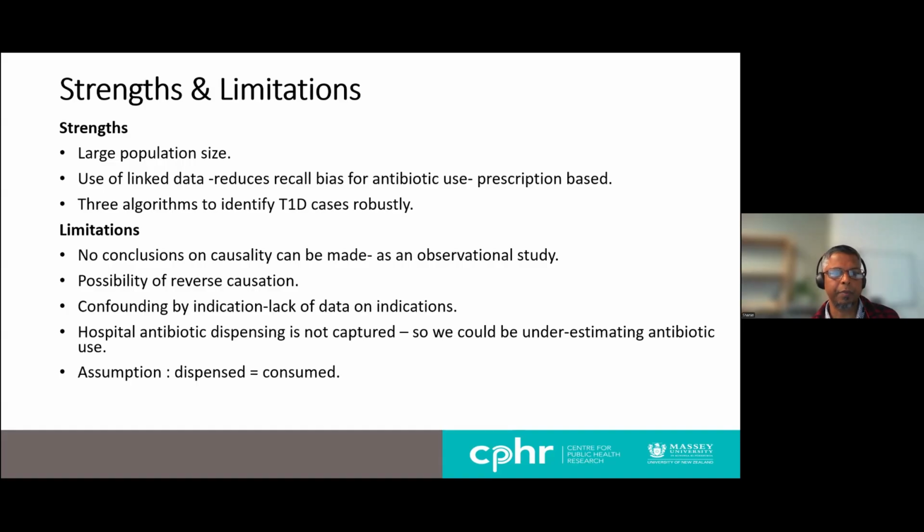In terms of limitations, we cannot draw conclusions on causality because this was an observational study. And also there's the possibility of reverse causation, where early symptoms of type 1 diabetes could be the reason for prescription. And also confounding by indication, because we did not have data on the indications for which the antibiotic was prescribed. Further, we don't have hospital antibiotic dispensation captured within the IDI, so we could be underestimating the antibiotic used by the children. However, on the other hand, we are also assuming that all the antibiotic that is dispensed or prescribed is also consumed. We don't really know how much or the duration of the antibiotic use from the prescription data.